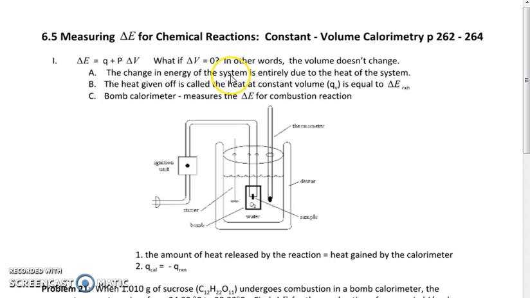It says here the change of energy of the system is entirely due to the heat of the system, your thermal energy. So the heat given off, called the heat at constant volume, is equal to the delta E of the reaction. Now, how does this work? How do we actually calculate the heat given off by a reaction?